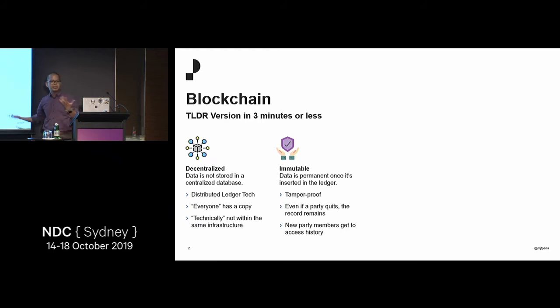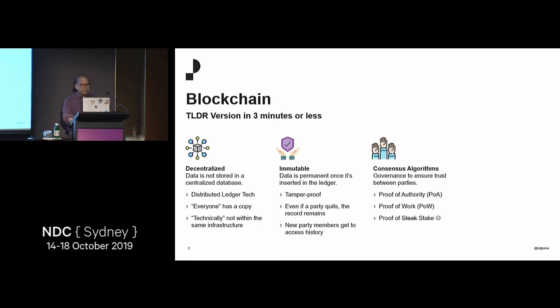And a new entry in the blockchain will also have access to the history. Third is the consensus algorithm. Basically, it's the governance and how to ensure that everyone agrees that this is the record to be inserted in the blockchain. There are different algorithms.